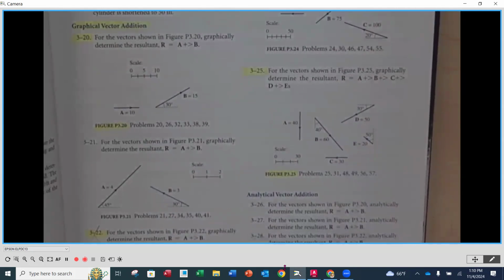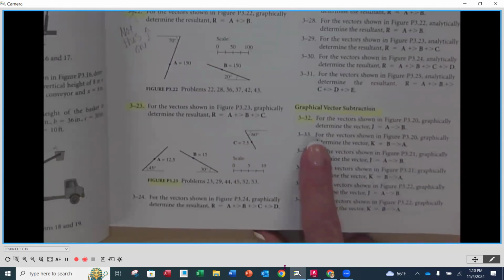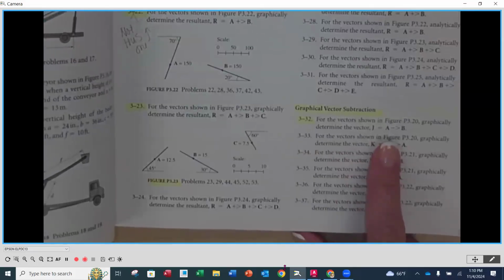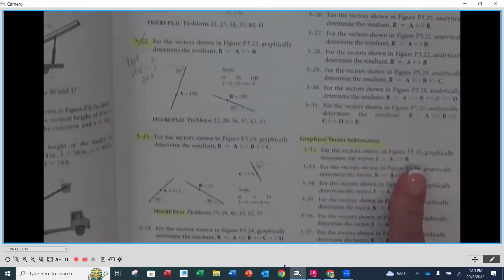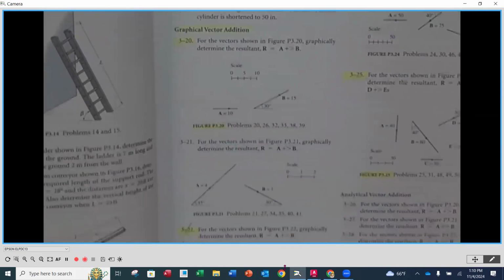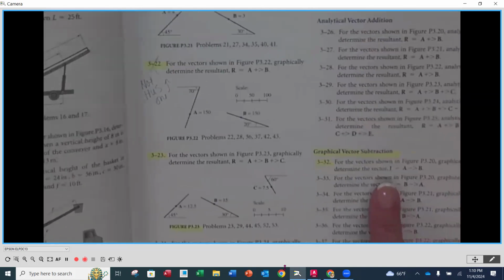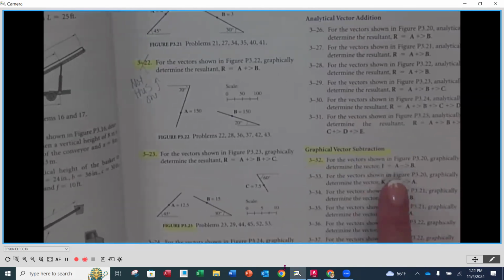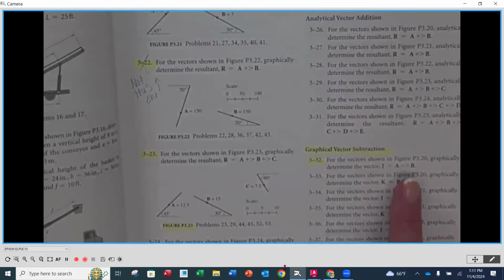All right. Then what we're going to do is look at number 32, and it says for the vectors shown in P320. So those are these 2 vectors right here. For these 2 vectors, you're now going to find J by taking A minus vectorially B. So that's a vector subtraction. All right.